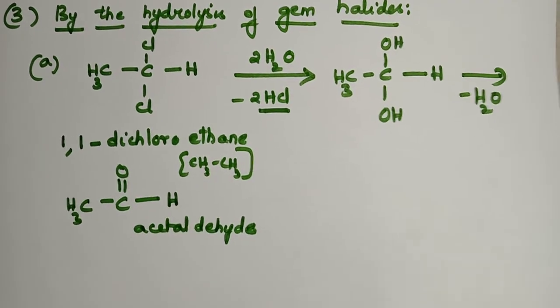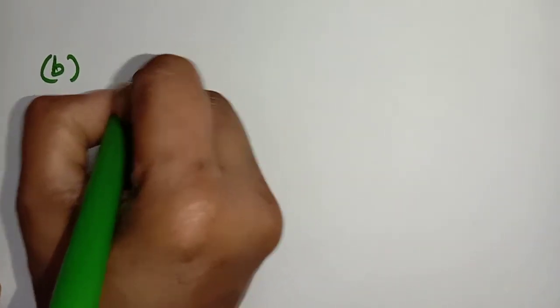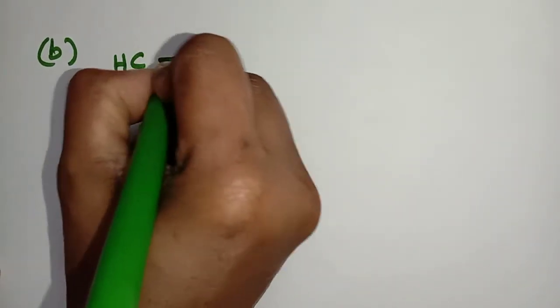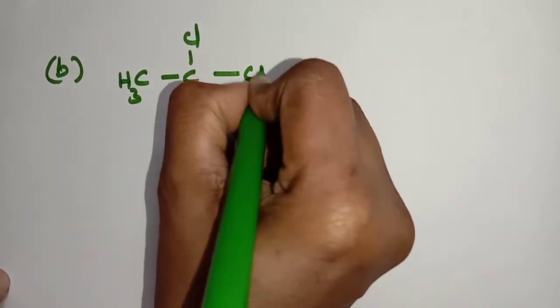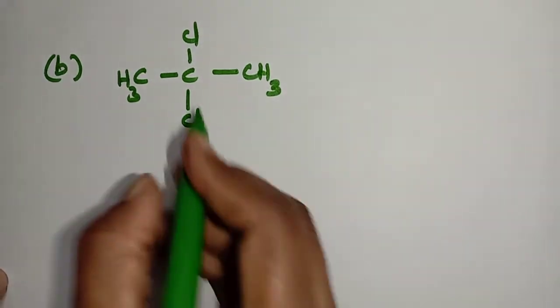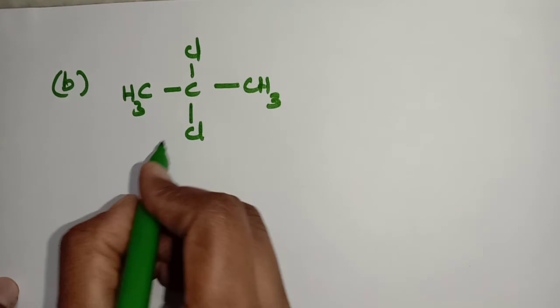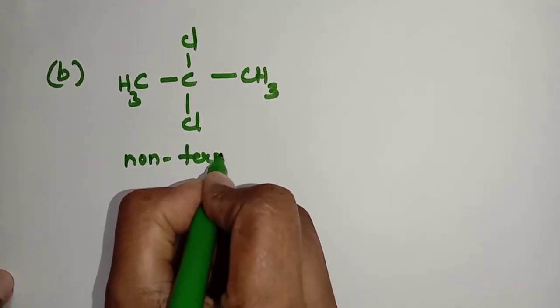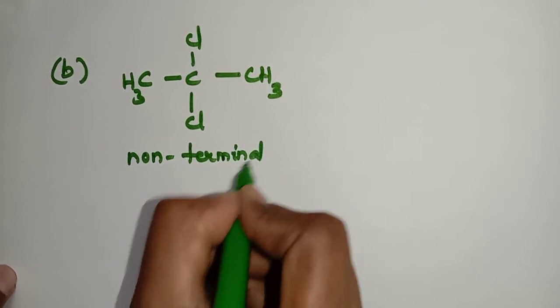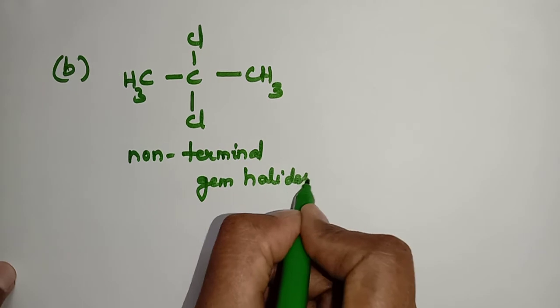Then how to prepare ketones? Using this method, ketones are prepared by the hydrolysis of, look here, a compound like this, CH3 C Cl Cl CH3. Where are the 2 halogens now? On the second carbon. They are not present on the last carbons. Such compounds are called non-terminal gem halides. You understood, I guess.